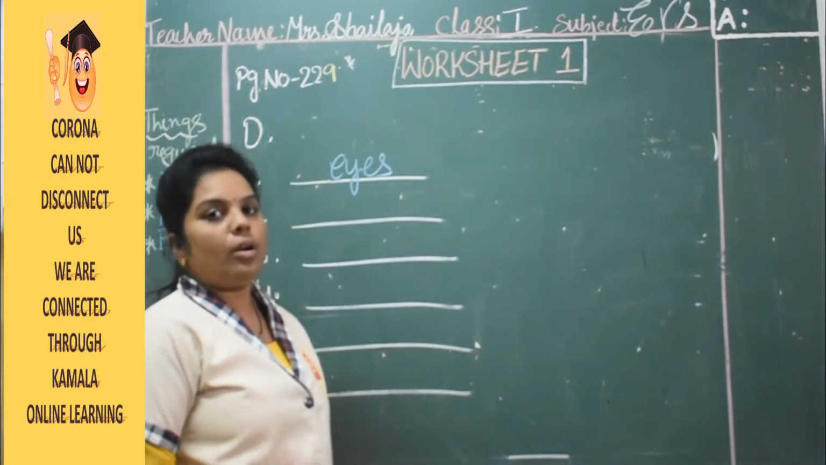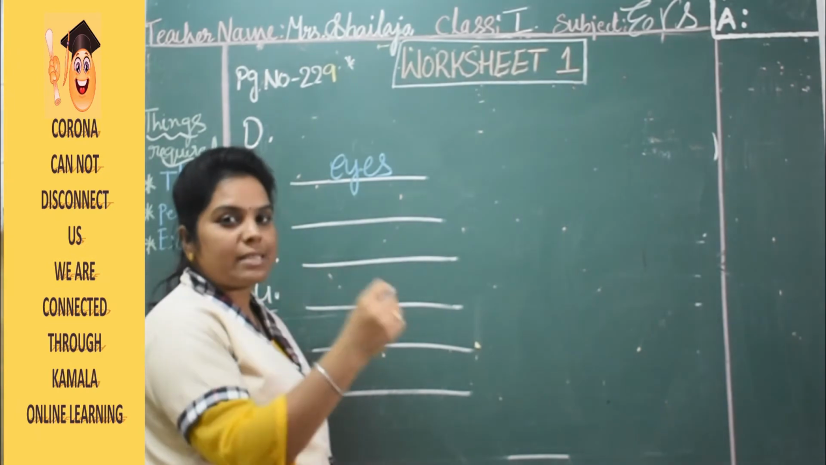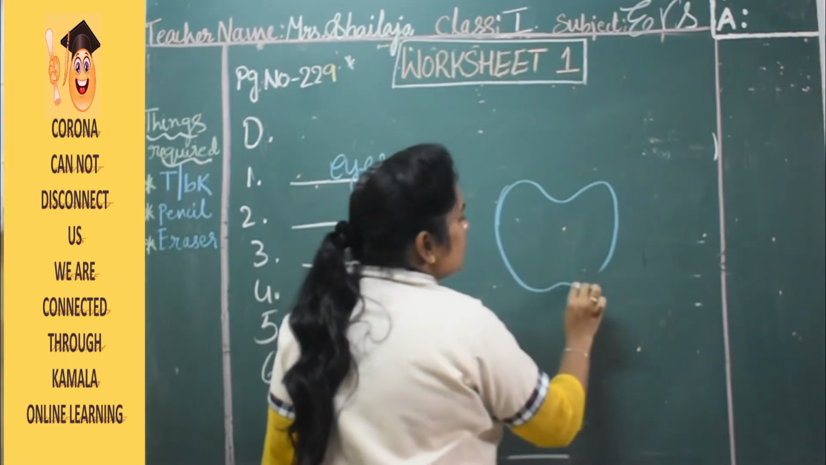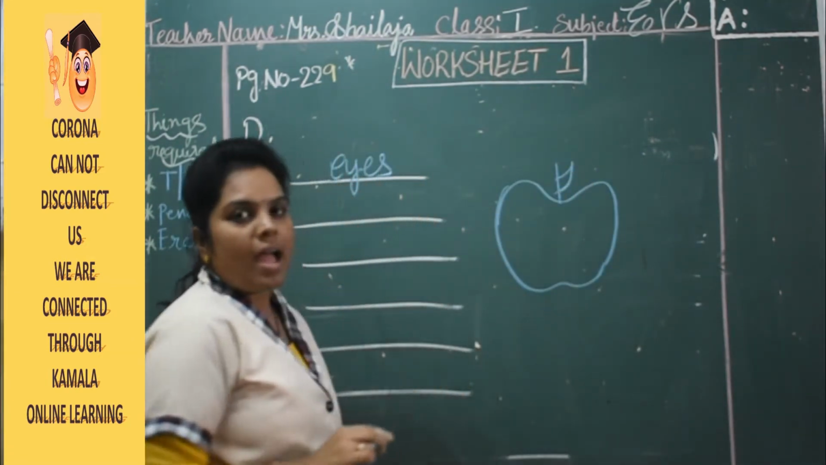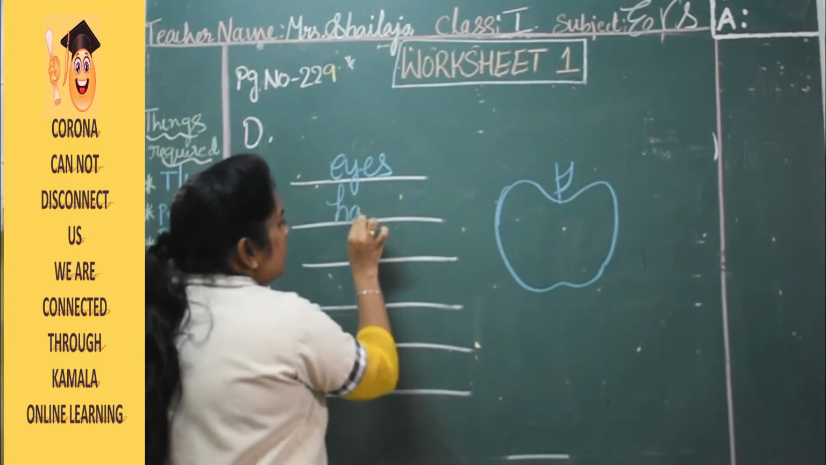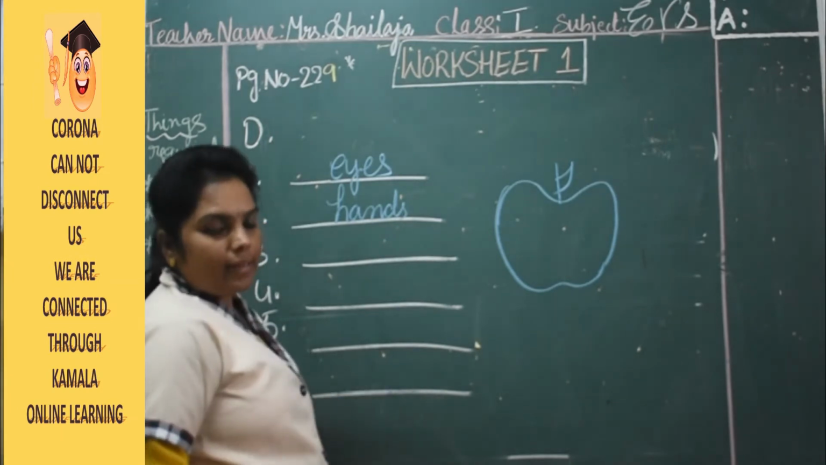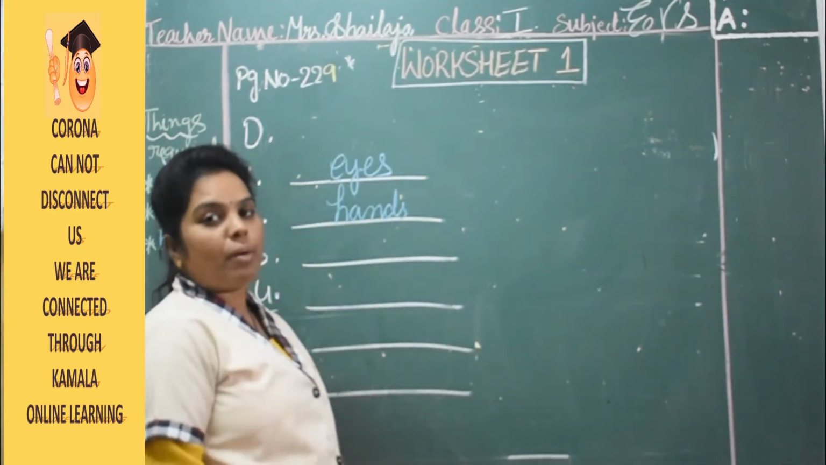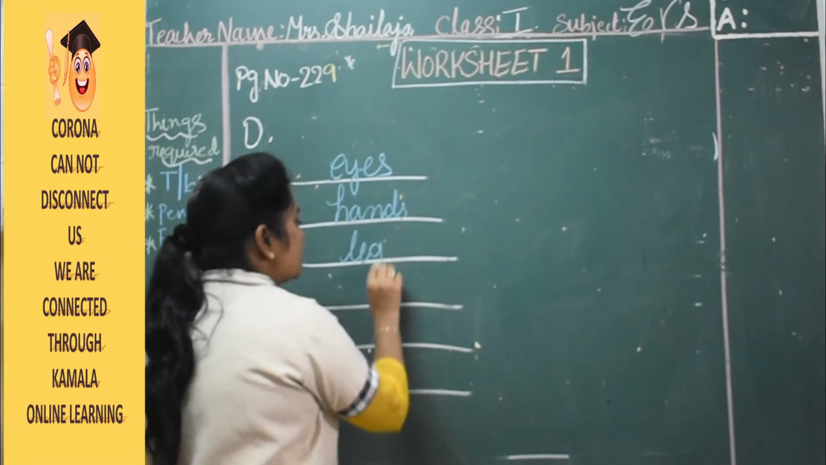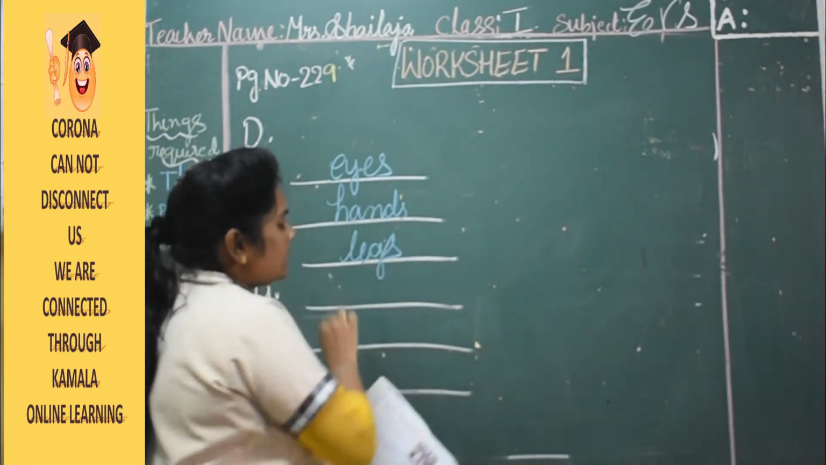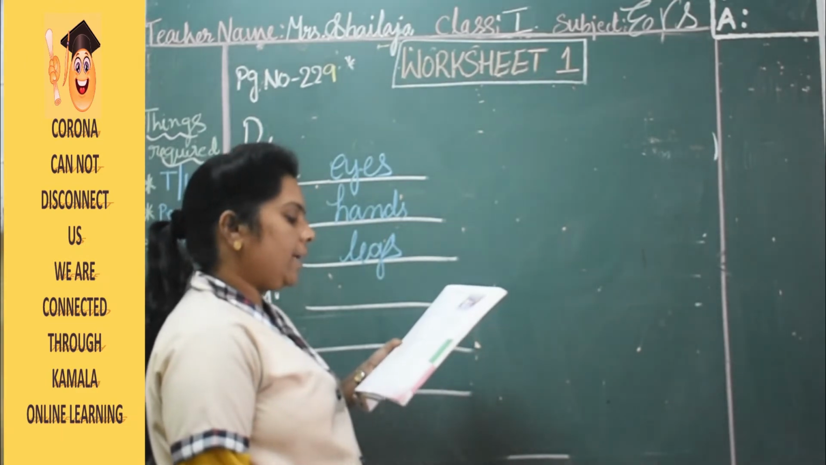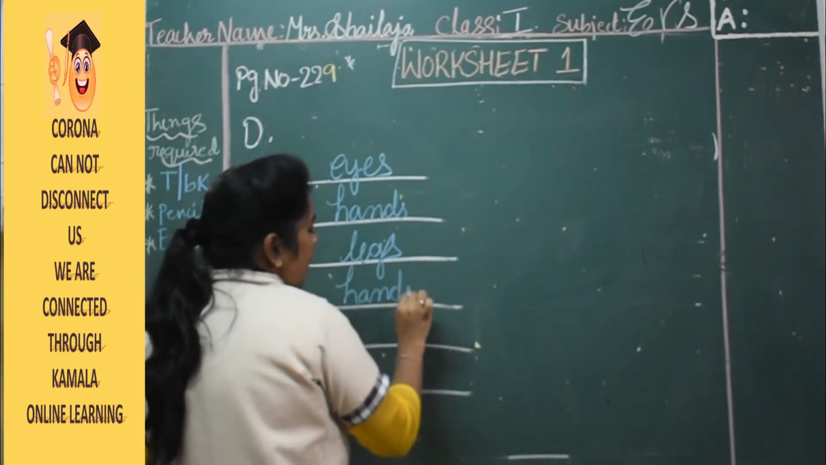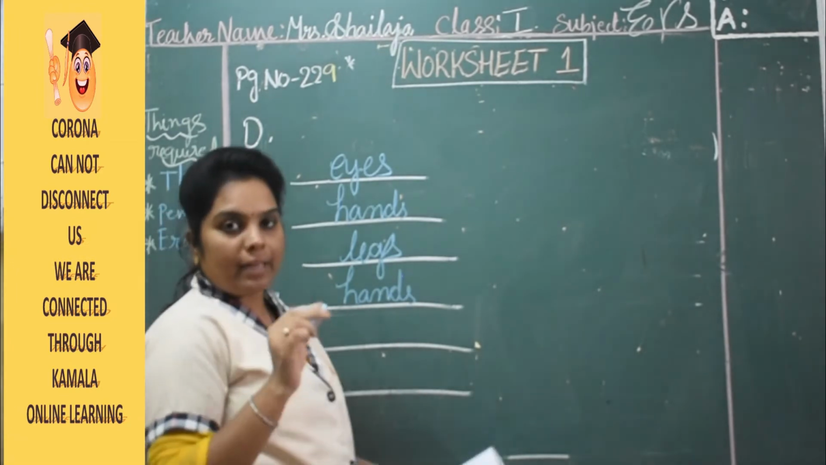Draw a picture. For example, I'm writing on the board. Which body part am I using? Hand. To draw a picture, for example, I'm drawing here a happy face. Which body part am I using here? Hands. So here you should write hands. Kicking a ball. With the help of your leg, you kick the ball, right? Yes, leg. You can write legs. Writing a poem. For example, I'm writing. It will use hands only. With the help of hands only, we write. I'm writing here with the help of my hand.